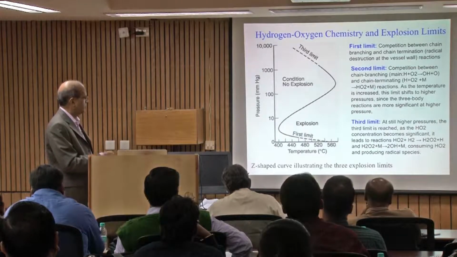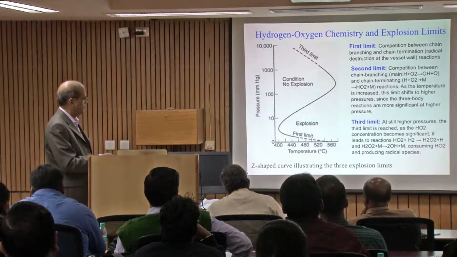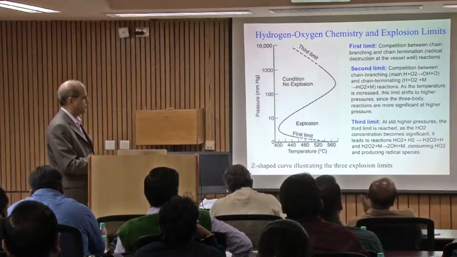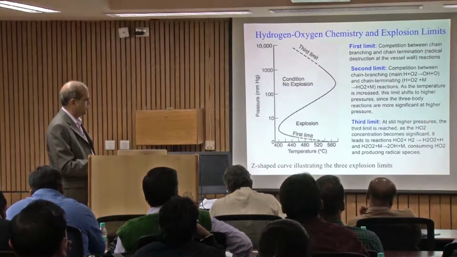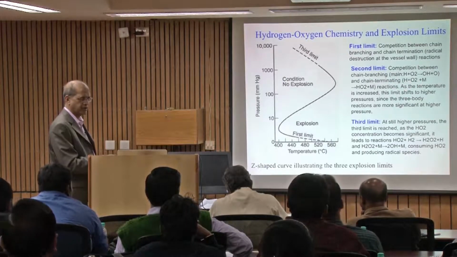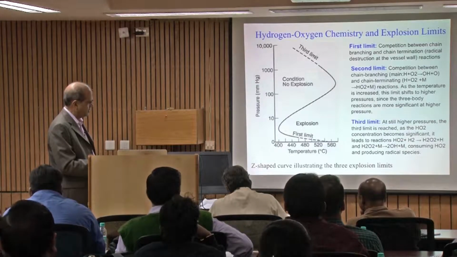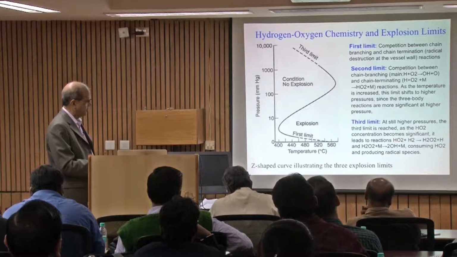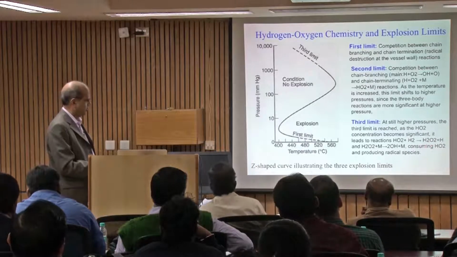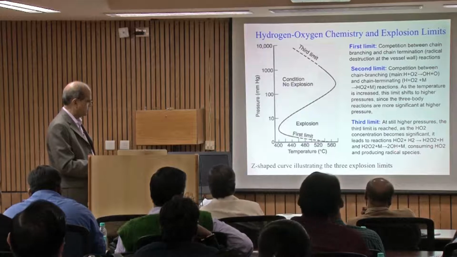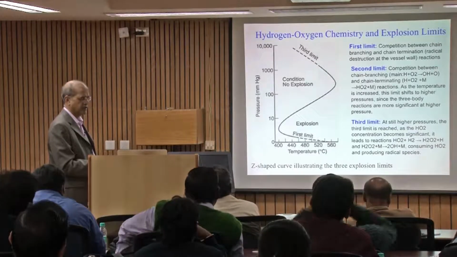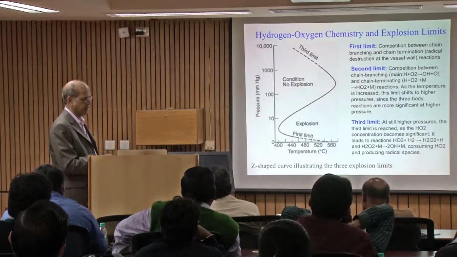Now, as you keep increasing the pressure, the HO2 concentration increases because of this reaction. When you go to higher pressure, third body reactions become even more dominant. Then some other reactions become important. When the concentration of HO2 becomes high enough, it produces H2O2, and this H2O2 then produces OH radical species. So again, some radical species like H and OH are produced, and the system again becomes reactive.